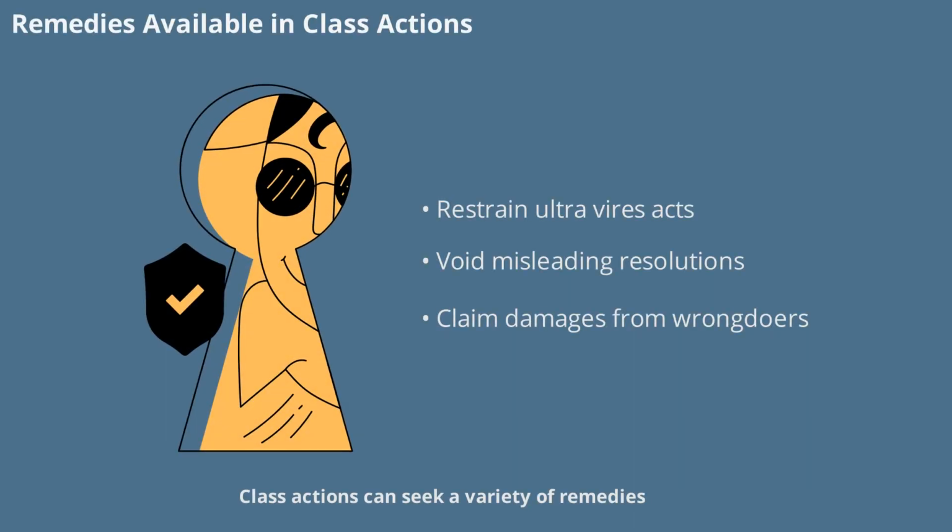Class actions can seek a variety of remedies: restraining the company from ultra-vires acts, stopping breaches of the memorandum or articles, voiding misleading resolutions, and claiming damages from the company, director, auditor, or advisor. The tribunal can also grant any other remedy it deems fit, making class action a flexible and powerful tool for stakeholder protection.